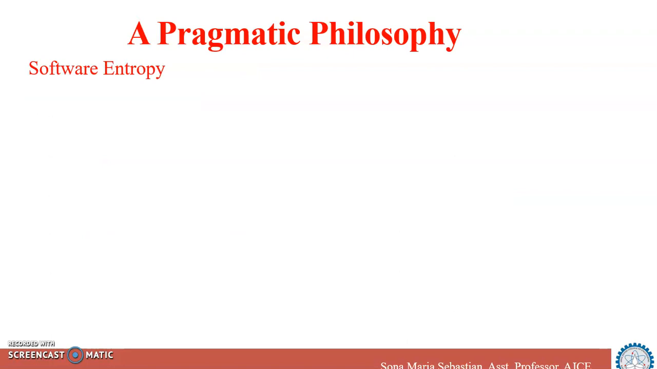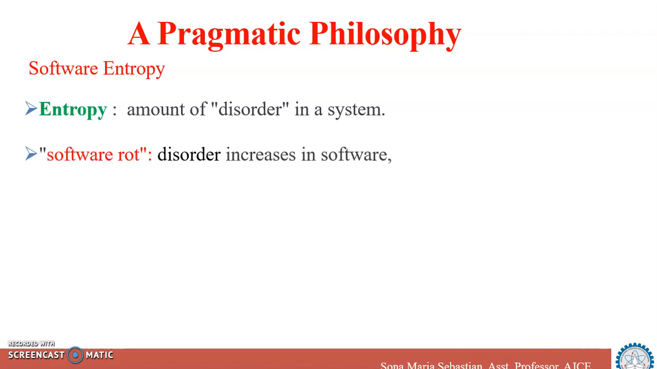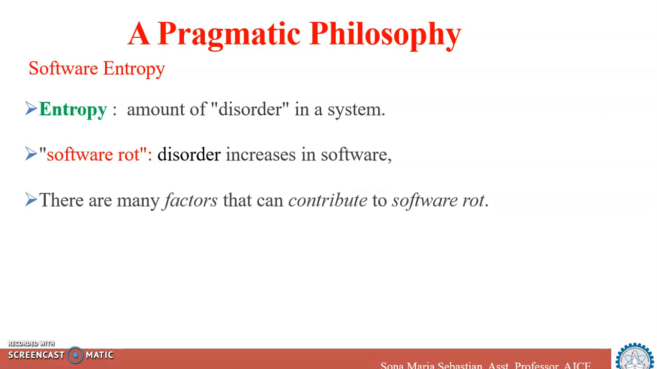Next point in pragmatic philosophy is software entropy. What is entropy? Entropy is a term in physics that refers to the amount of disorder in a system. When this disorder increases in software, programmers call it software rot. There are some factors that can contribute to software rot.